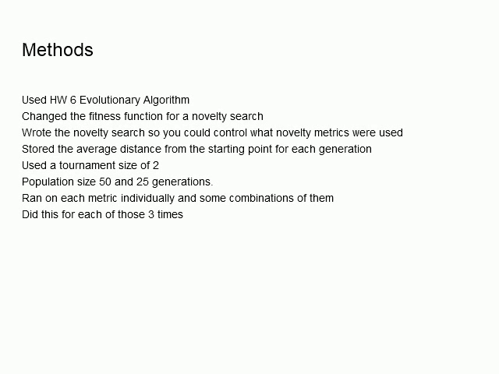And then I also wrote the code so that you could store the average distance for a given population, but it was not being used as the fitness. I also used a tournament size of 2 and then population size of 50 with 25 generations. And then I ran each metric individually and then some combinations of those metrics. And I did 3 trials of each of those runs.